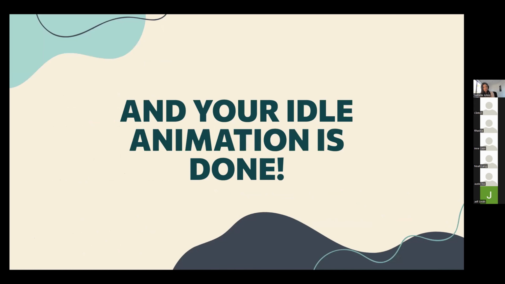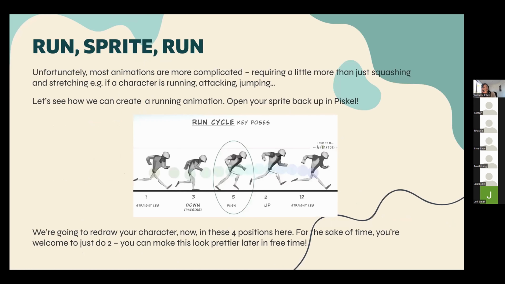Last but not least, this is where things get a little bit more complicated. Creating a running animation. So you guys could see before, basically, if the character was moving, he just stayed idle. So he was just kind of sliding around everywhere, which we don't want. We want our character to jump around and actually look like he's running, so it doesn't hit that uncanny valley. So what we'll do is we're going to be creating a running animation in Piskel.